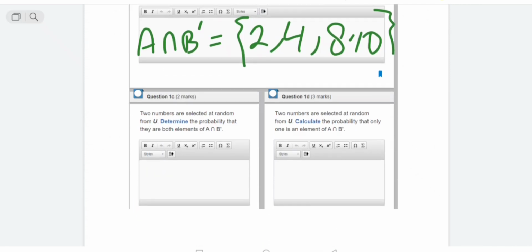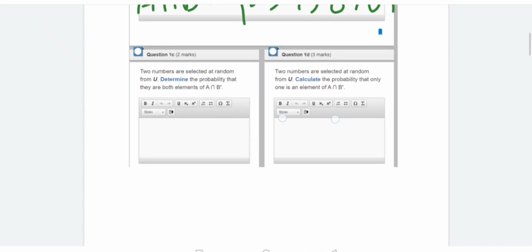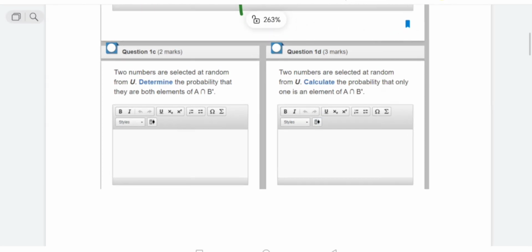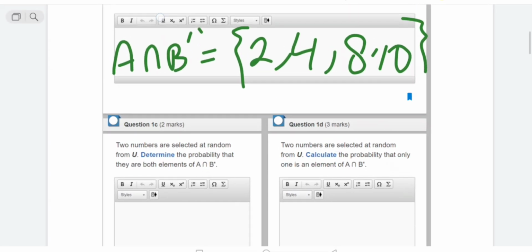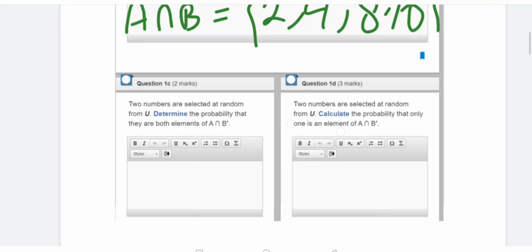They said 2 numbers are selected at random from U, from the whole, from 1 to 10. Then we are going to find the probability of A intersection B. So 2 numbers are selected. First number we select, for example, is from here. What is the probability of A intersection B? The probability is 4 out of the U, which is 10.